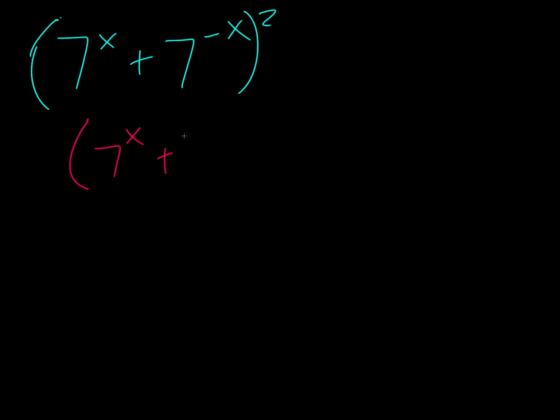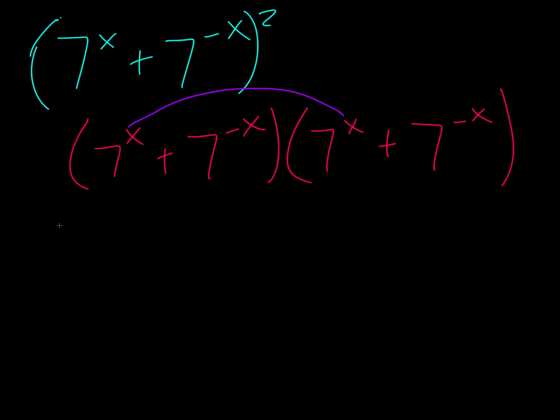Okay. Now we have another one. 7 to the x plus 7 to the negative x, quantity squared. Now it's pretty tempting to just distribute this squared to both of these. But we have to keep in mind that when we square things, we multiply things by themselves. Okay, so we do this and then we distribute.